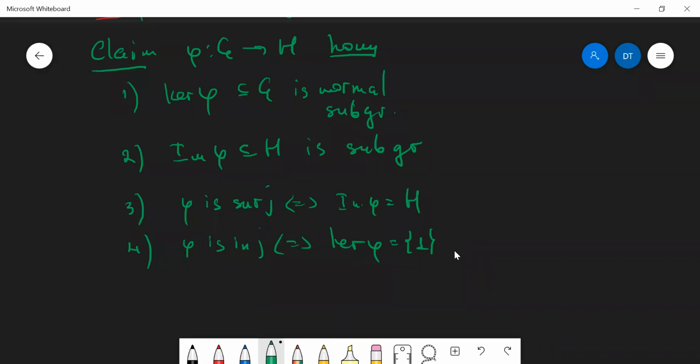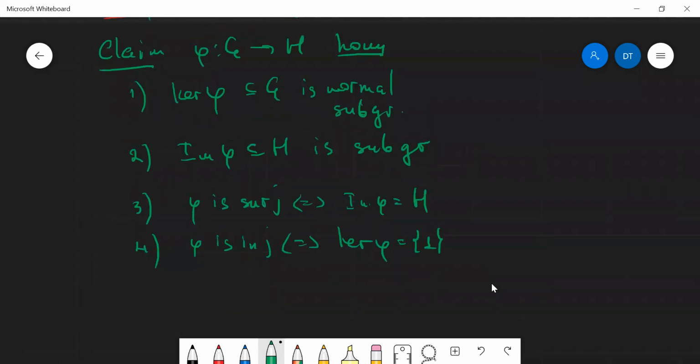So this is how it was in linear algebra. If you want to check that a linear map is injective, it's enough to check that its kernel consists of 0. That's some analogy from linear algebra. Do you have any questions regarding this claim?